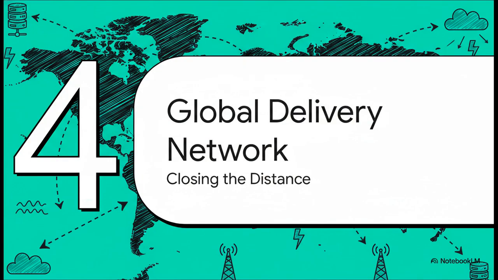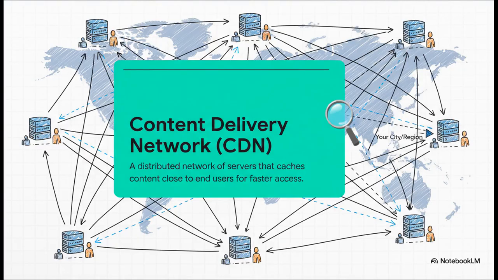So far, we've pretty much been talking about systems in one location. But the internet is global. To get content to you fast, no matter where you are in the world, we have to find a way to close the physical distance. This is where a content delivery network, or CDN, is a total game changer. Just picture a massive, globe-spanning web of servers.